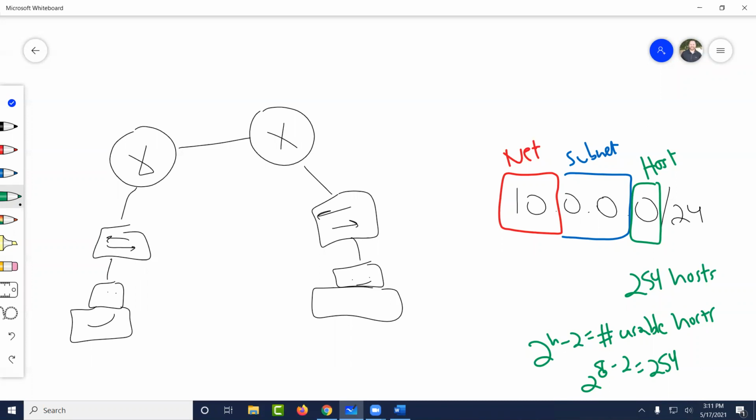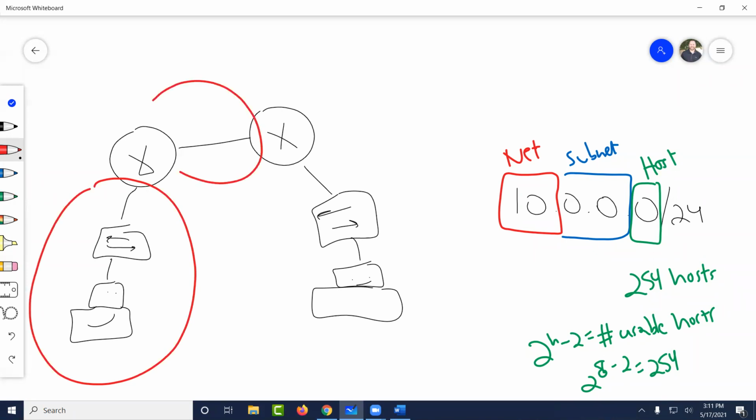The problem is, looking at this diagram right here, how many networks do I need? Remember we said we needed a network here, a network here, and a network here. So we need 3 networks. We're going to have to subnet so that we have at least 3 networks.